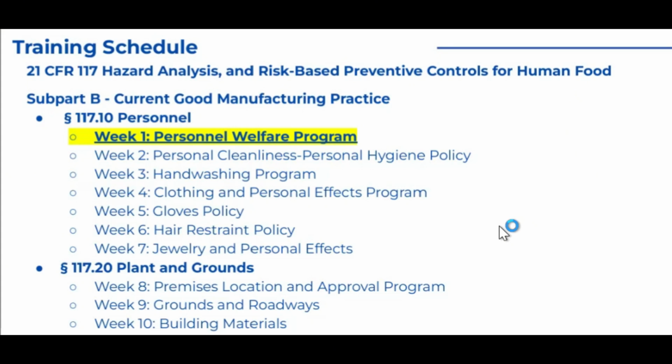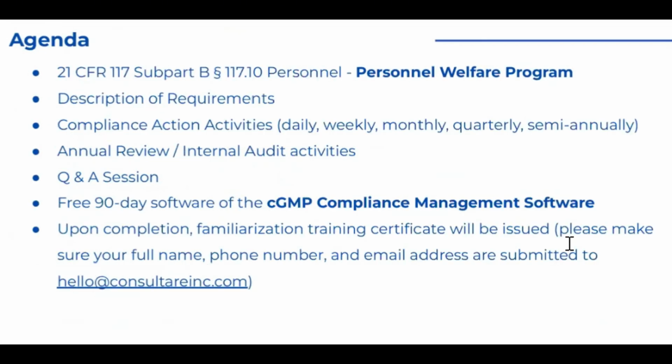In today's session, we will focus on familiarizing ourselves with 21 CFR 117, Subpart B, 117.10 Personnel Welfare Program. We'll start with a clear description of the requirements, followed by a walkthrough of the compliance action activities, which are scheduled tasks carried out on a daily, weekly, monthly, quarterly, and semi-annual basis to ensure ongoing certification readiness. We will also discuss the importance of the annual review and internal audit activities, which serve as checkpoints to verify the effectiveness of the program and maintain continuous improvement.